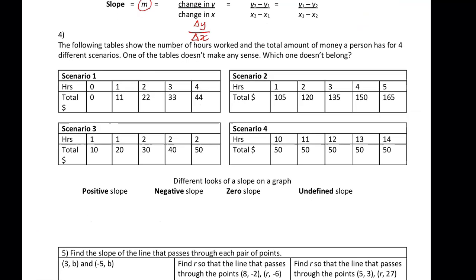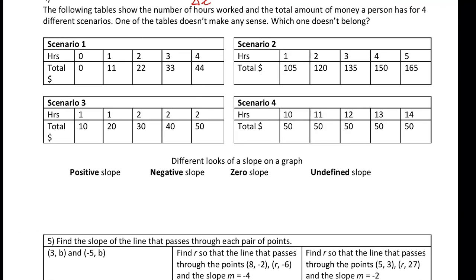So I want to give you a context about making some money. The following tables show the number of hours worked and the total amount of money a person has for 4 different scenarios. One of the tables doesn't make any sense. Which one doesn't belong? I'd encourage you to pause the video and look at these tables, and see if you can figure out which one doesn't belong.